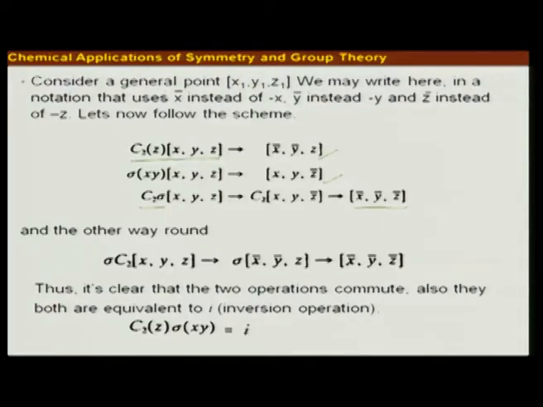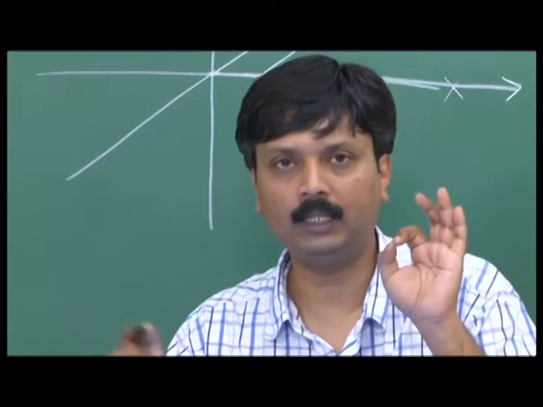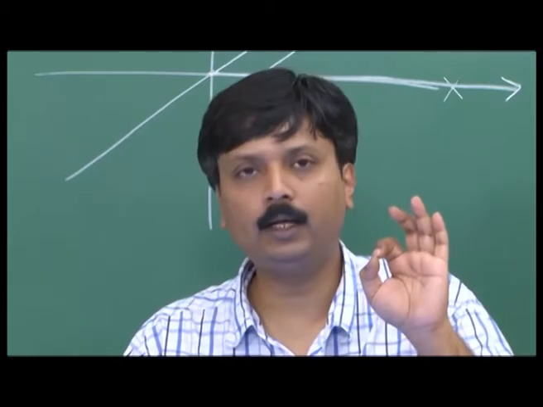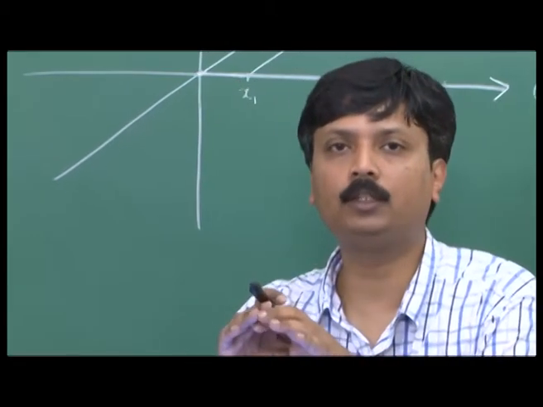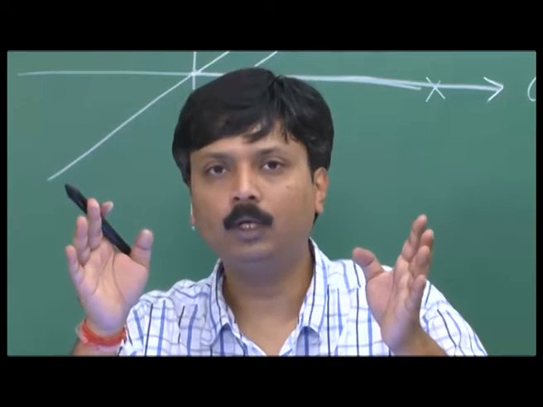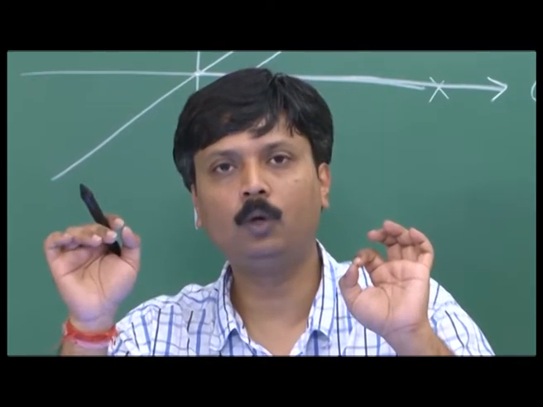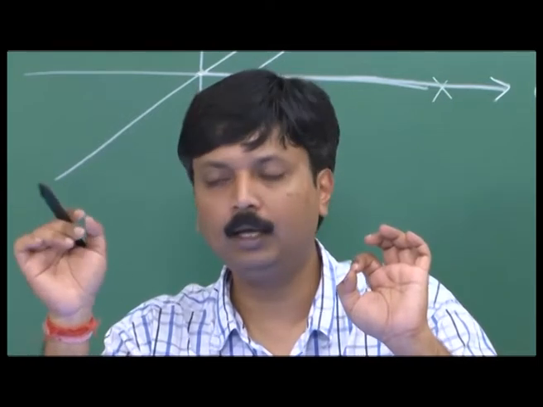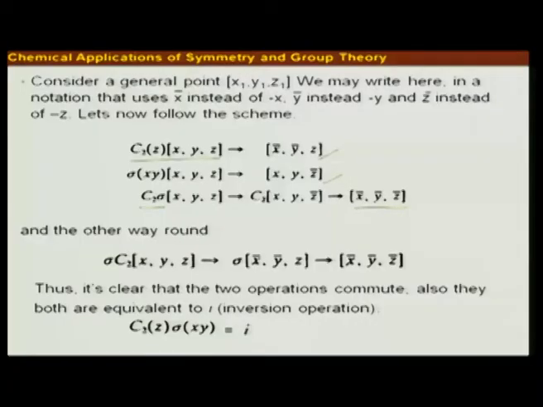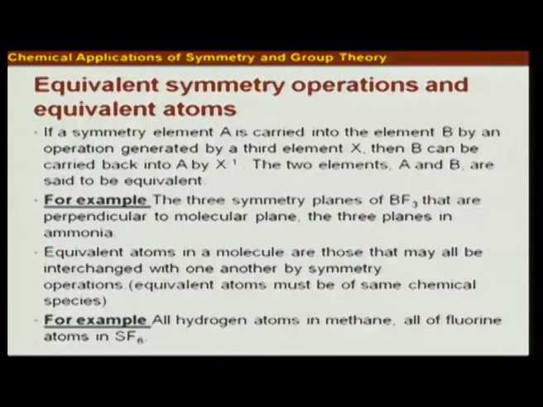Now think about it. You have x, y, z. You are doing this operation C2 followed by sigma, or sigma followed by C2 actually. Then you are getting x bar, y bar, z bar, which is like complete inversion of the point. You immediately know if some operation completely inverts the coordinates of a given point from x, y, z to minus x, minus y, minus z, or in other words x bar, y bar, z bar, then that operation must be an inversion operation, and that's exactly what is shown here. So ultimately what you get is this: C2 and sigma, if you operate in such a way that C2 is perpendicular to the sigma. Okay, so if you are applying C2x and sigma yz, then it will give you an I, or inversion operation.